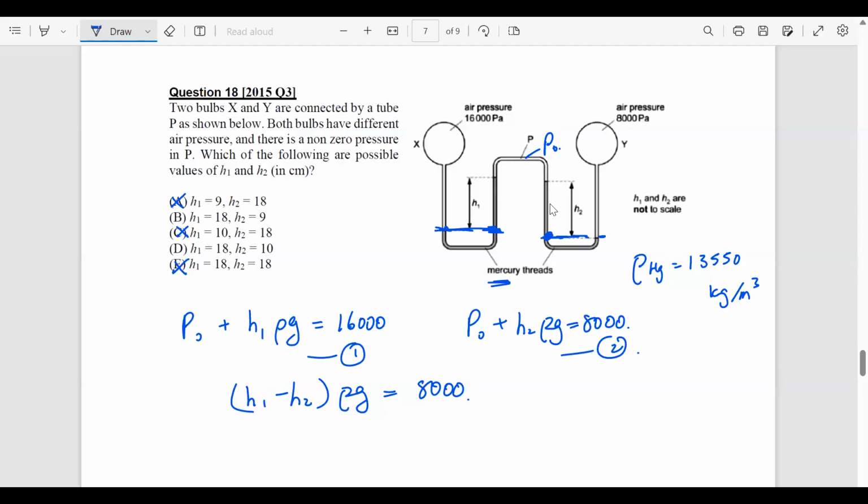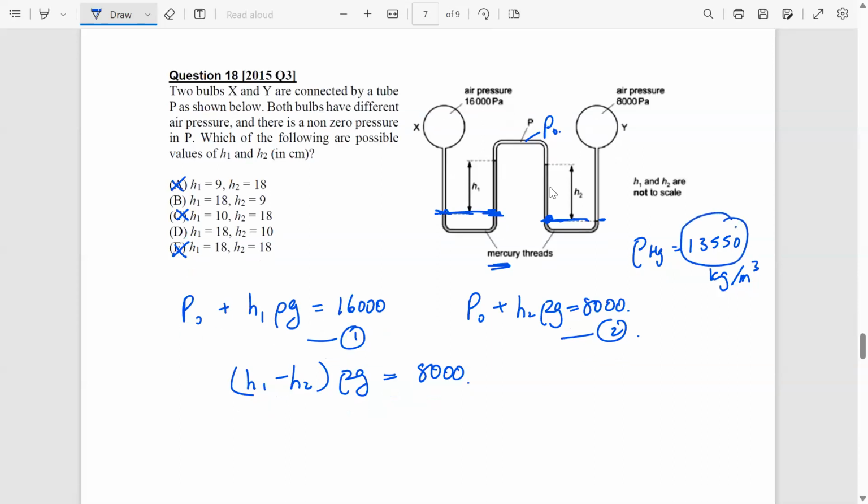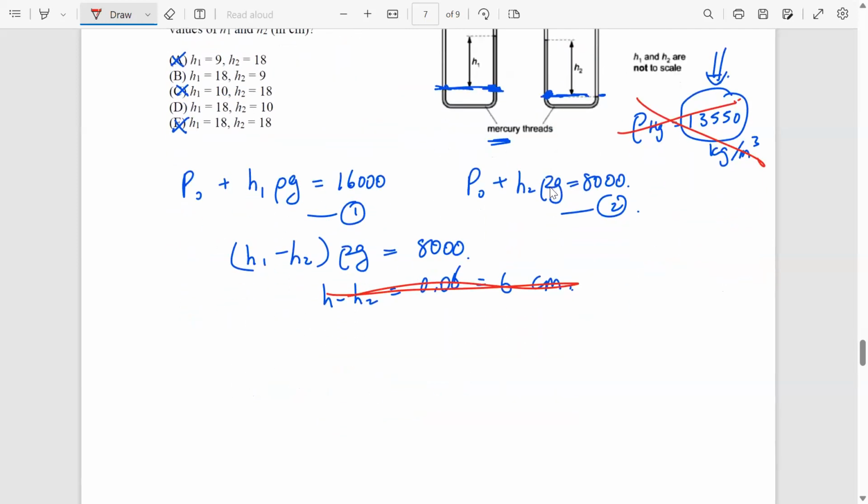Okay, so if we use this, you'll get H1 minus H2 equals to 0.06, which is around 6 cm. But you'll realize that none of the answers here have 6 cm difference. And I just checked on the 2015 paper, this wasn't even given. So you're supposed to do this question without knowing this. Okay, so if we don't know this, we will not be able to get this, which means we need a second method. So hey, this elimination is still needed.